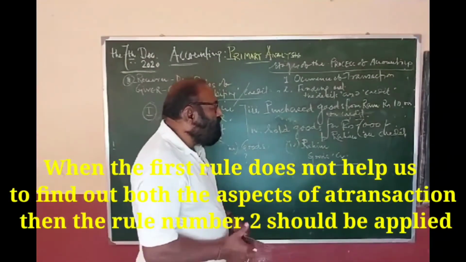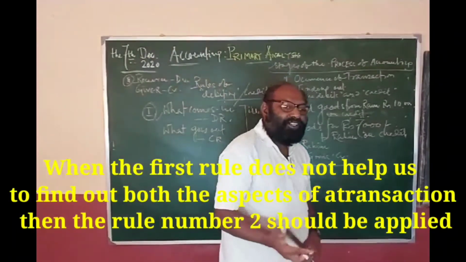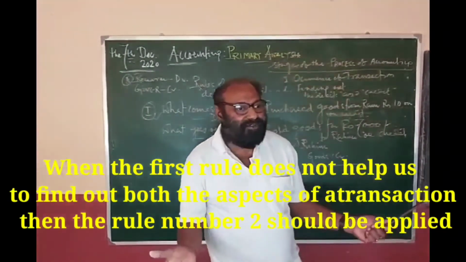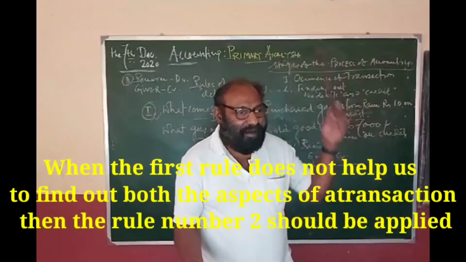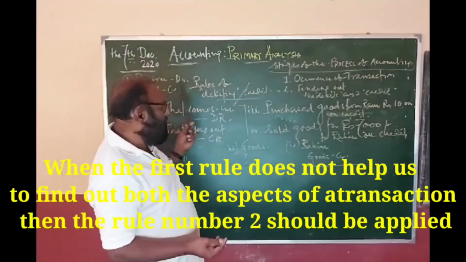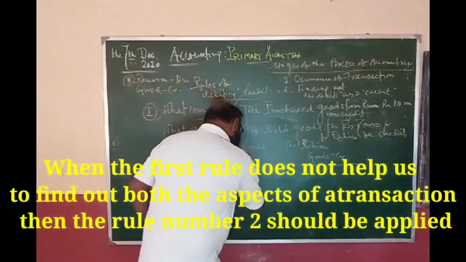Number 1. Purchase goods from Ram for rupees 10,000 on credit. You are purchasing goods. What are you getting? You are getting goods. So goods are coming in. But what is going out? Nothing is going out. Then apply the second rule. No tension. Give attention to the second rule: giver is credit. So here is the giver.